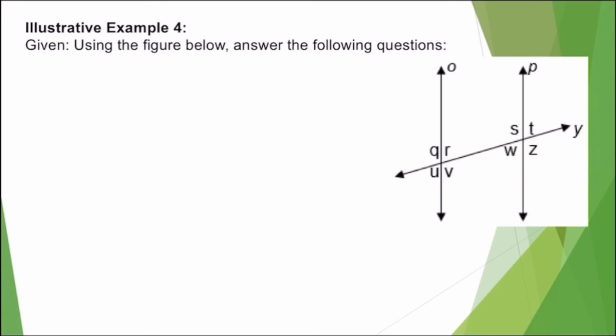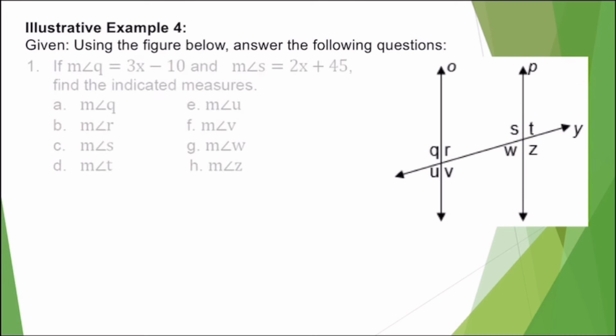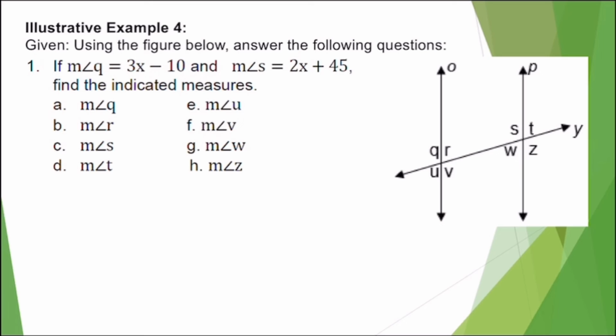Now, using the figure below, let's answer the following question. Let's answer first the first question. If the degree measure of angle Q is equal to 3x minus 10 and the degree measure of angle S is equal to 2x plus 45, let's find the indicated measures of the degree measure of angle Q, angle R, angle S, angle T, angle U, angle V, angle W, and angle Z.